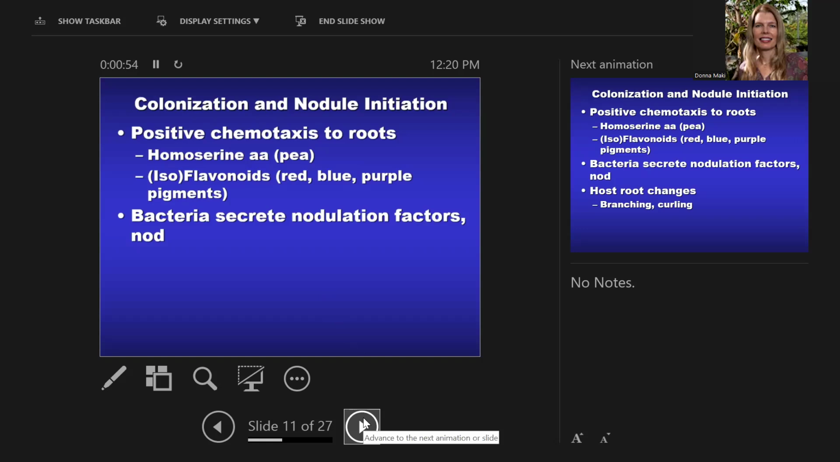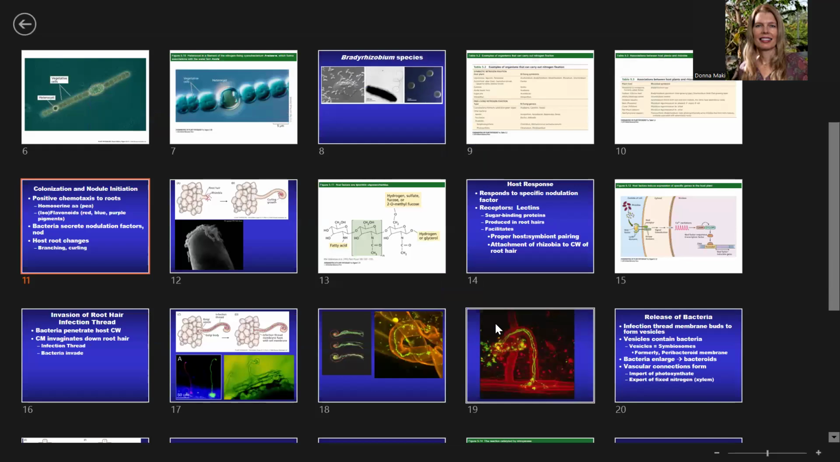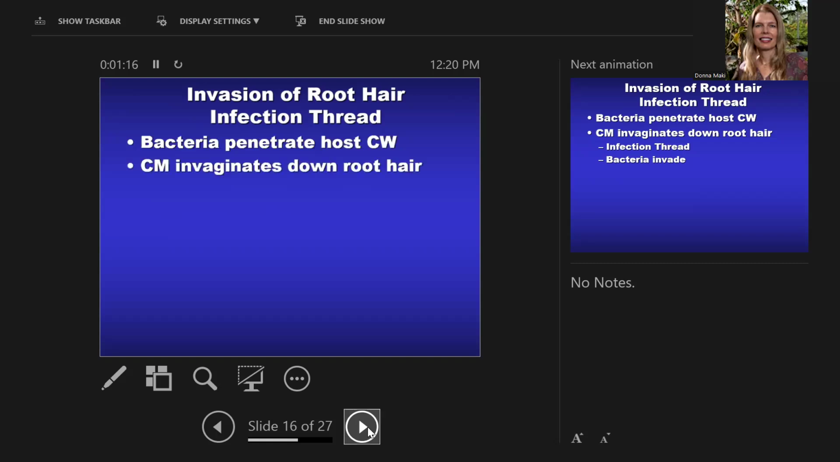That was missed quite a bit on the first exam, so think about that. And the infection thread term was missed by some too. Just understand that it's talking about the idea that the bacteria, once they gently break down the cell wall a little bit, push against the cell membrane and invaginate it down the root hair. They're not breaching that membrane at all. They're just pushing it ahead of them.